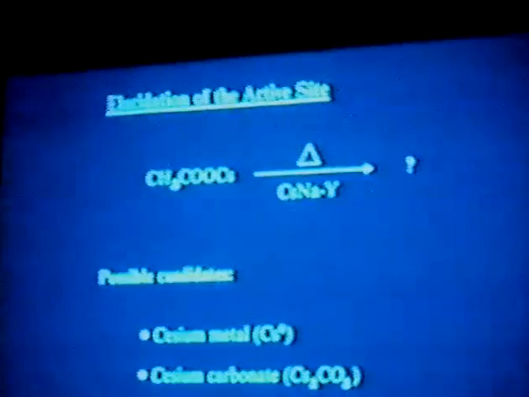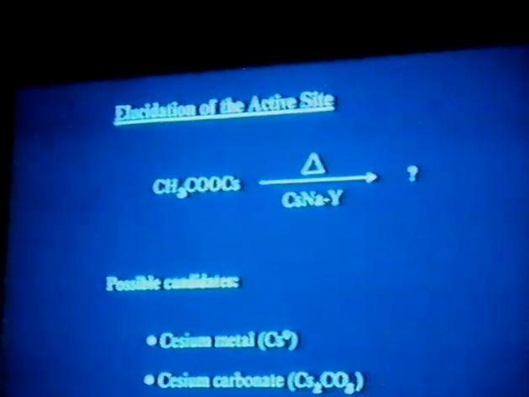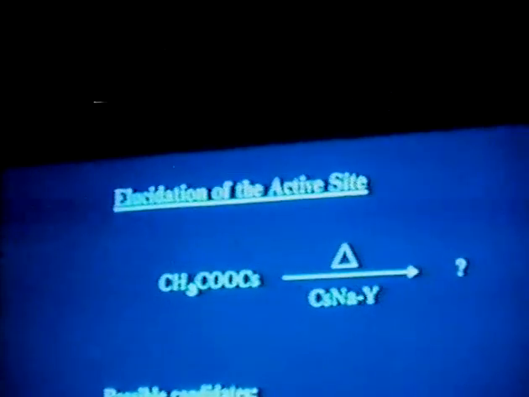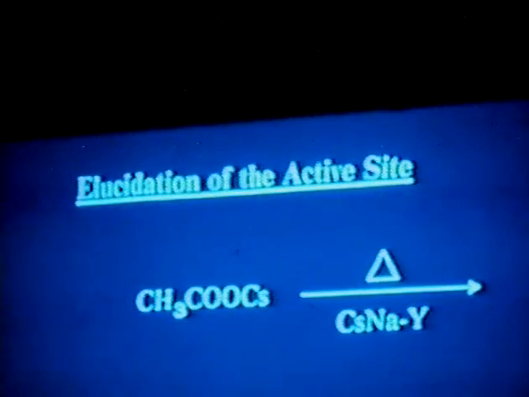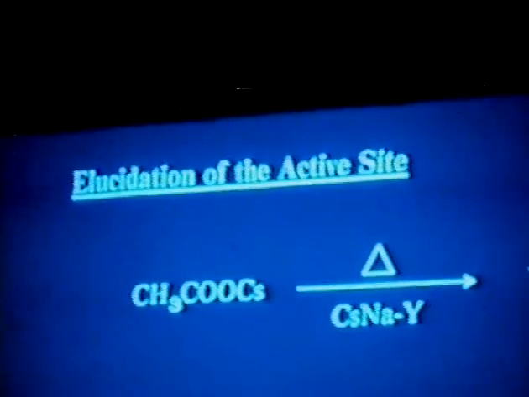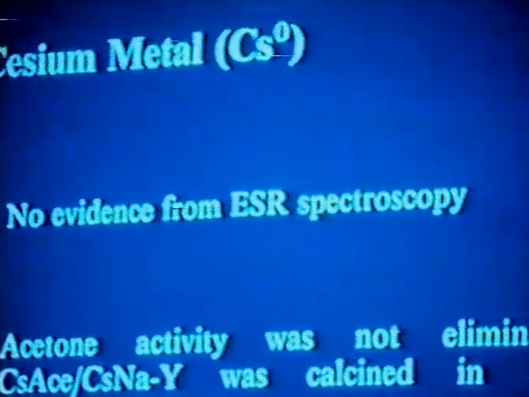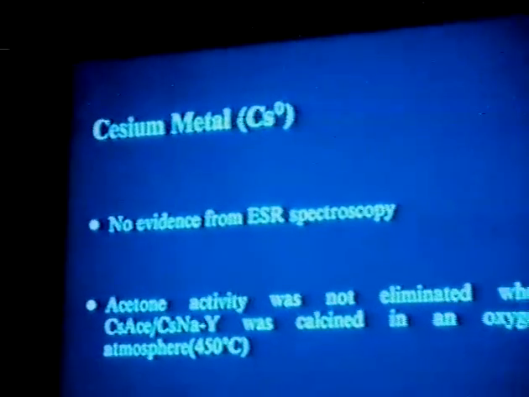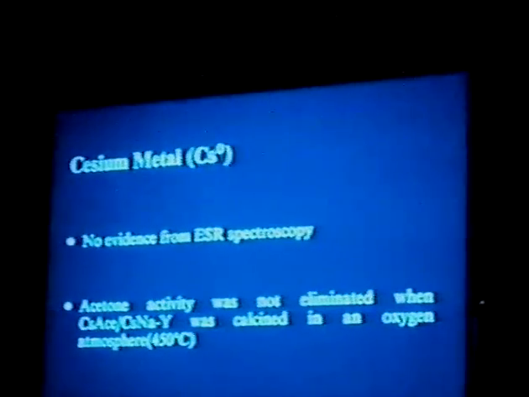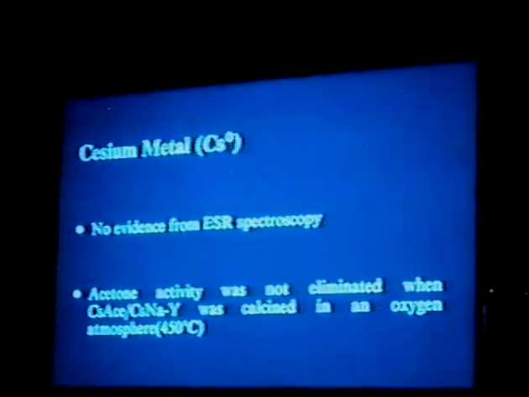This moves us into the second part of the talk, the elucidation of the active site. We have cesium acetate supported on the Y zeolite and thermally decompose it to what? The possible candidates we considered were cesium metal, cesium carbonate, and cesium oxide. Simply from ESR spectroscopy, we saw no evidence of cesium metal. And secondly, when you calcine the material in oxygen, where we would expect a high affinity of the cesium with oxygen, the activity was not eliminated. So it suggests that cesium metal is not involved in the catalytic activity.